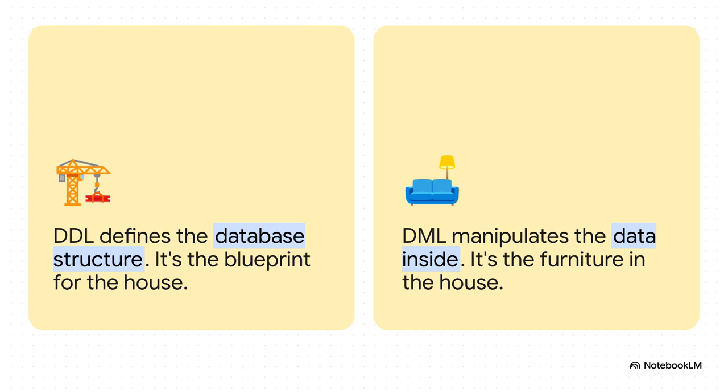It draws up the blueprints, it builds the actual house, it creates the tables and defines the entire structure. But today, we're all about DML, the data manipulation language. This is about what happens inside the house. It's how you move the furniture around, bring in a new sofa, or get rid of that old armchair. DML is the language of action.